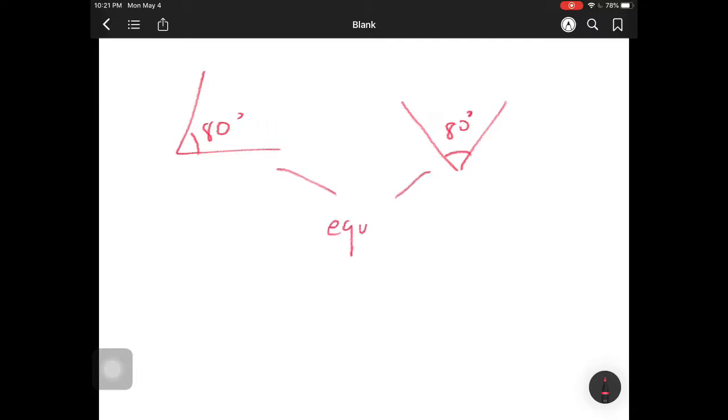Let's say you have two angles. For example, this is 80 degrees and this angle is also 80 degrees. We call these angles equal angles, or we can call them congruent angles. In this case, congruent and equal mean exactly the same thing.